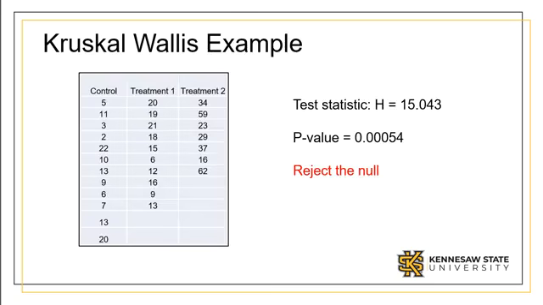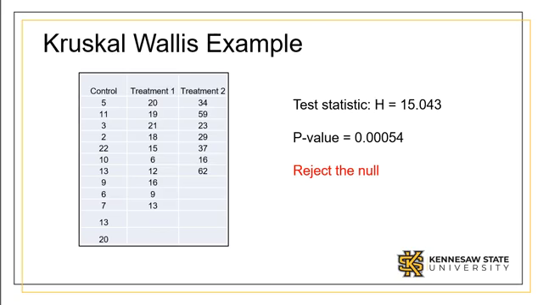Let's look at an extension of the last example. Suppose we add a second treatment. We wish to see if there is a difference between the medians of these groups. Assume alpha is 0.05. Since there are 3 groups, this will be a degrees of freedom of 2.